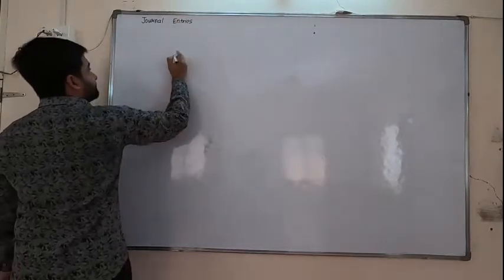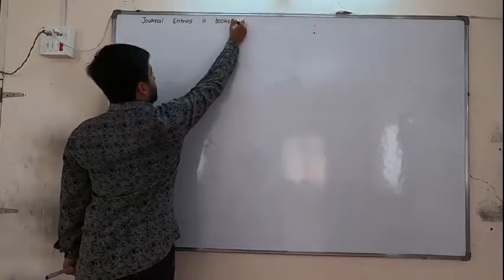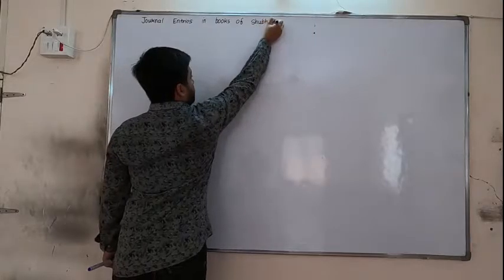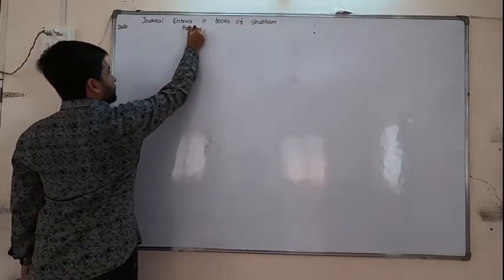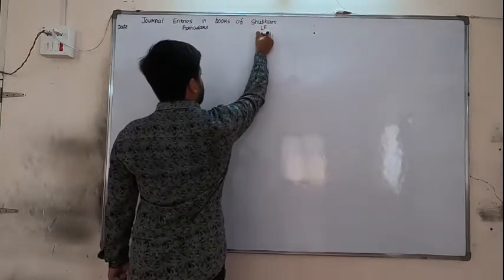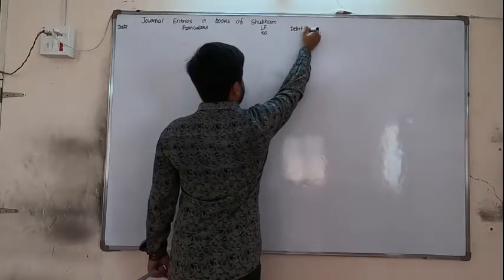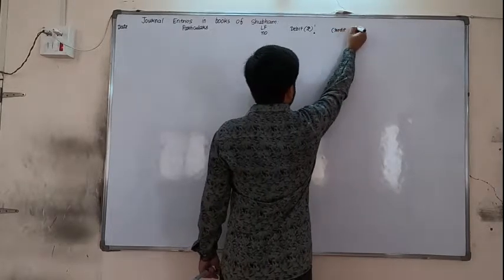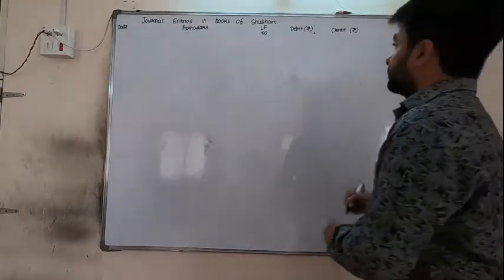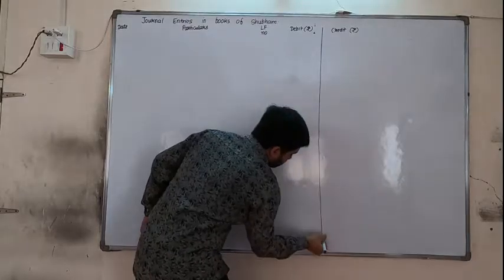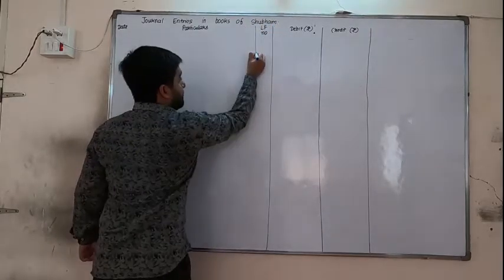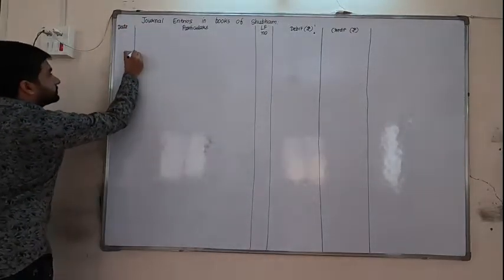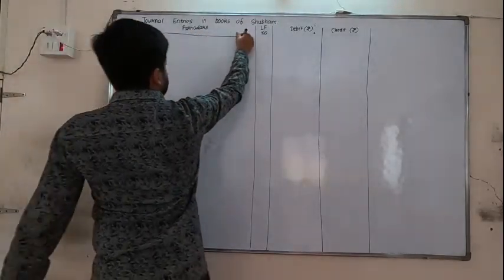Journal entries in books of Shubham. Date, particulars, LF number, debit rupees, credit rupees. Now let us start.